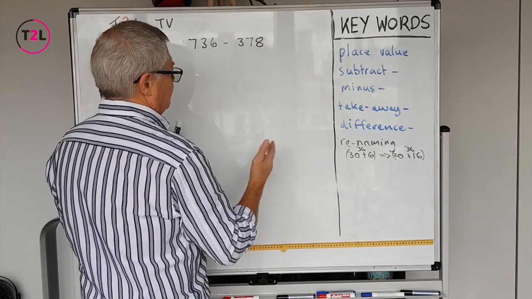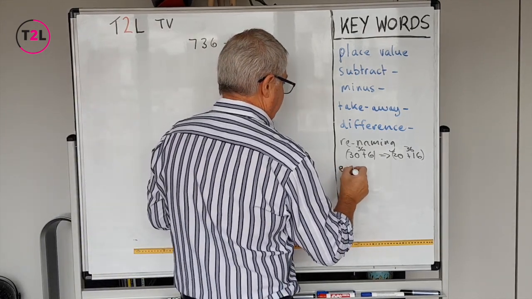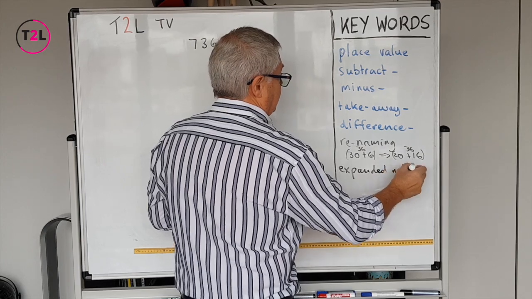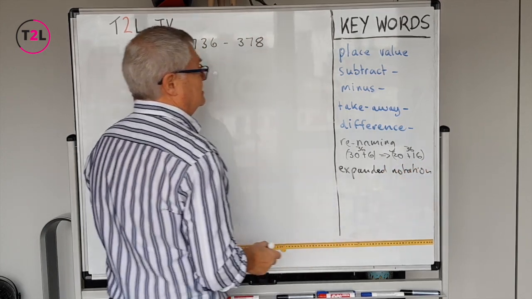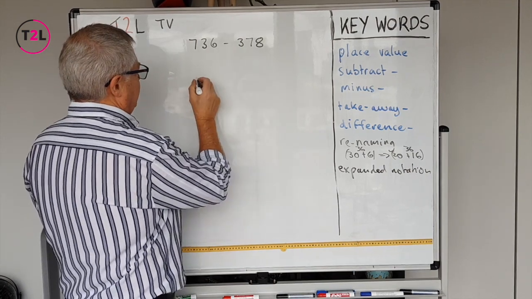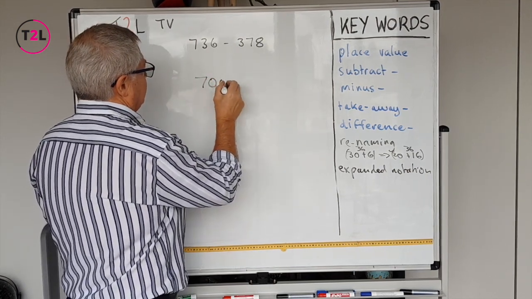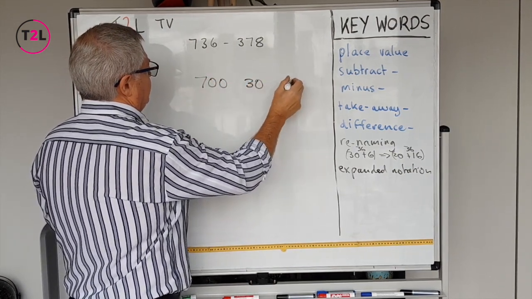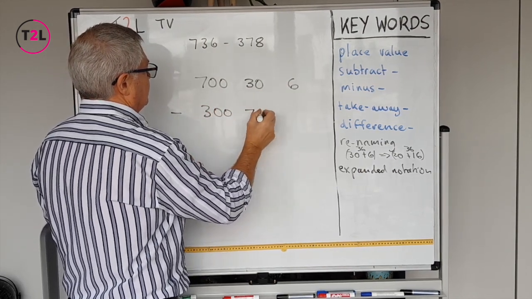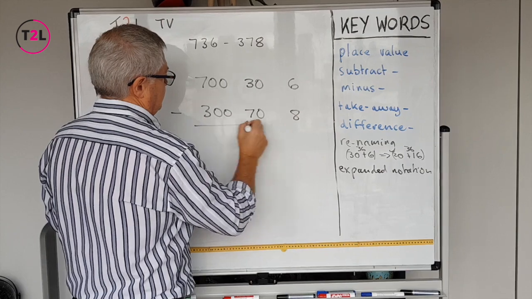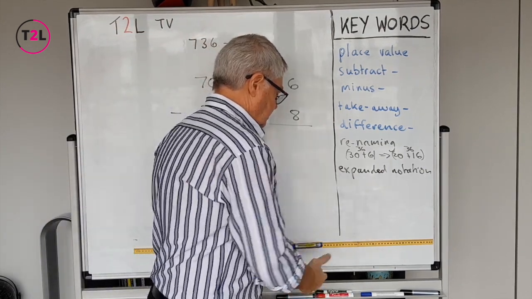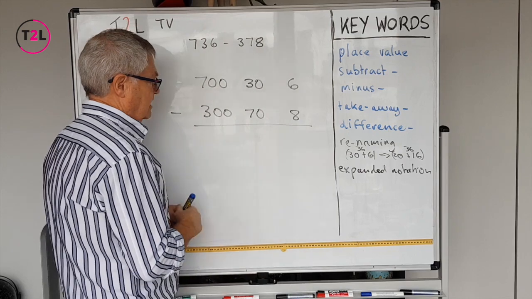So now what I'm going to do is use an expanded or extended notation method for doing this. And just think of the difference, if you saw the last video, just the difference this makes. 736 take away 378. Now I normally go to a different coloured marker just to highlight it all so the kids can see what's happening.